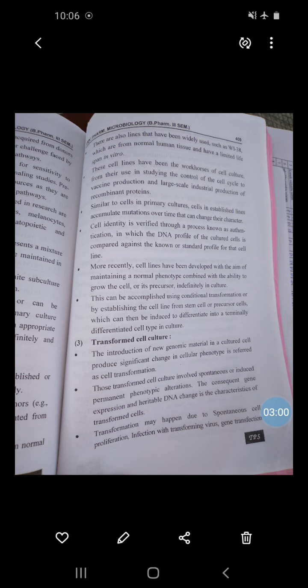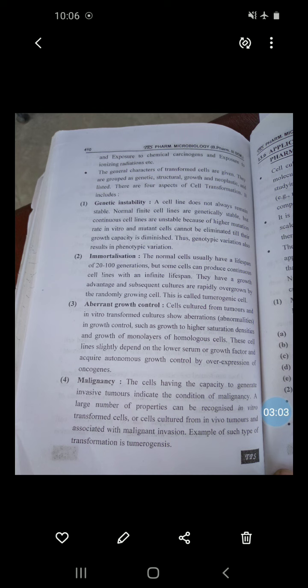Third, aberrant growth control. Cell cultures from tumors and in vitro transformed cultures show aberrations, that is abnormalities in growth control, such as growth to higher saturation densities and growth of monolayers of homologous cells. The cell lines depend slightly on lower serum or growth factor and acquire autonomous growth control by overexpression of oncogenes.